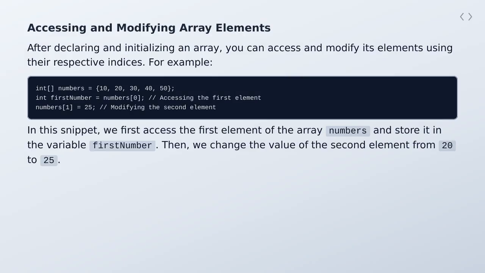This section covers accessing and modifying array elements. After declaring and initializing an array, you can access and modify its elements using their respective indices. For example, the samples on screen walk through this step. Take a moment to read through them. In this snippet, we first access the first element of the array numbers and store it in the variable firstNumber. Then, we change the value of the second element from 20 to 25.